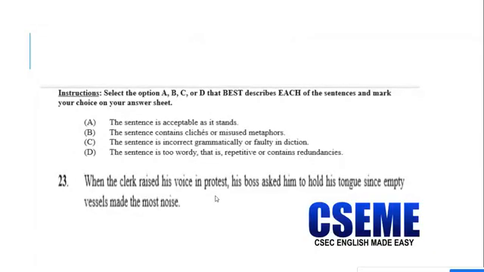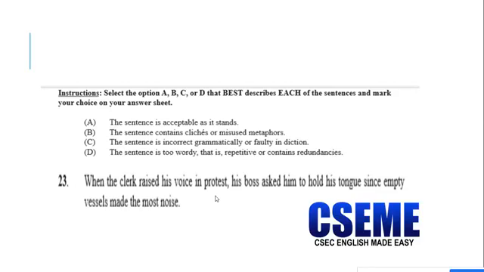Now, if we move on to 23, 23 is one of my favorites. When the clerk raised his voice in protest, his boss asked him to hold his tongue since empty vessels make the most noise. One of my favorites.